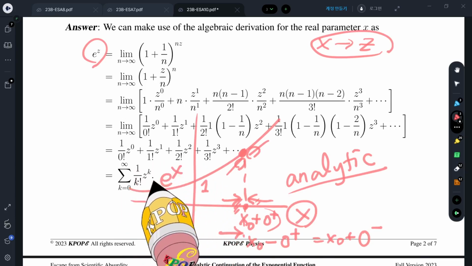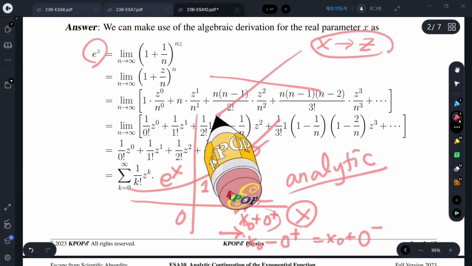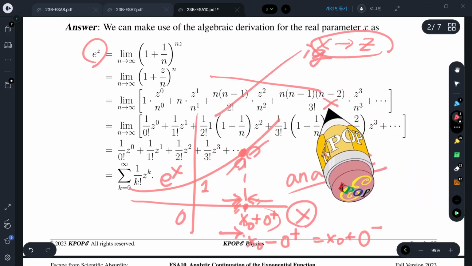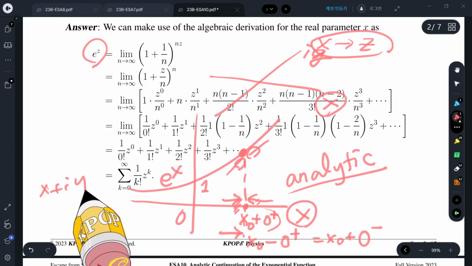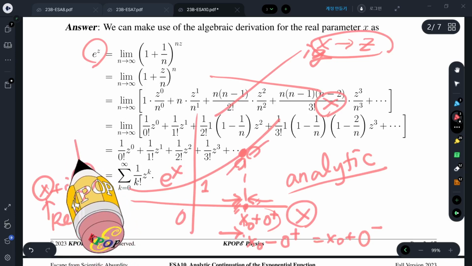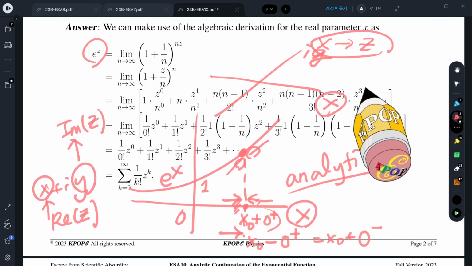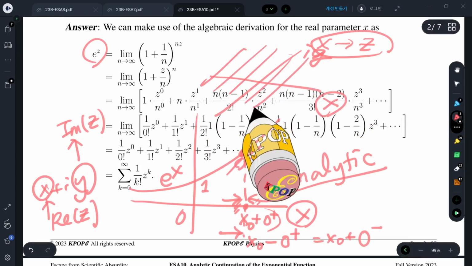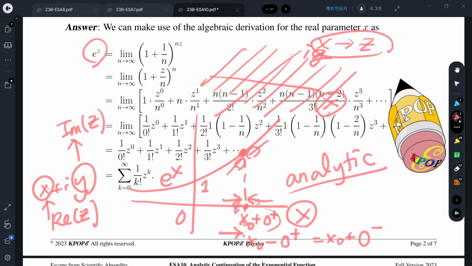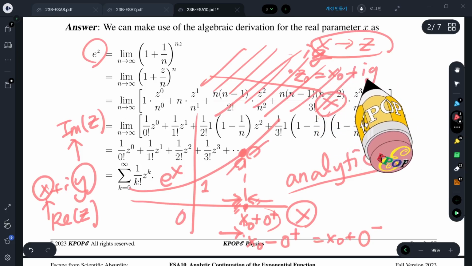Unlike the single variable case, exponential z is defined on a complex plane. We have x and i y. We say z is x plus i y, where x is called the real part of z, and this guy is called the imaginary part of z. Okay, so we have a complex plane that is very similar to the two-dimensional Euclidean space, and the derivative at a fixed point z0, that is x0 plus i y0.